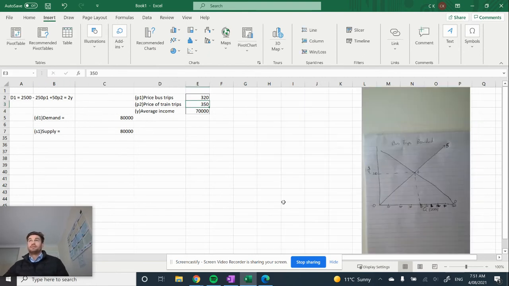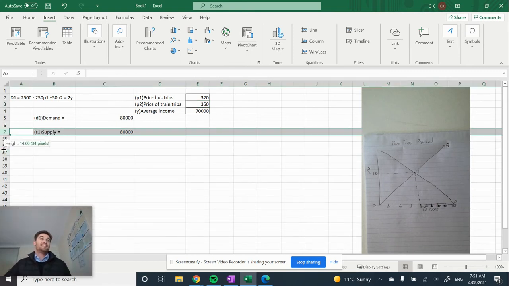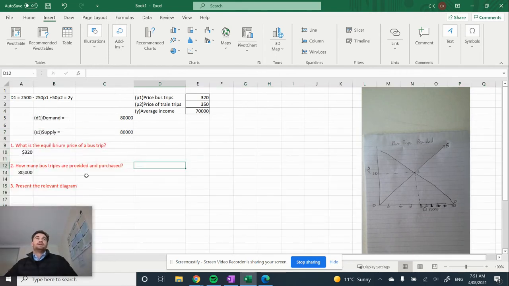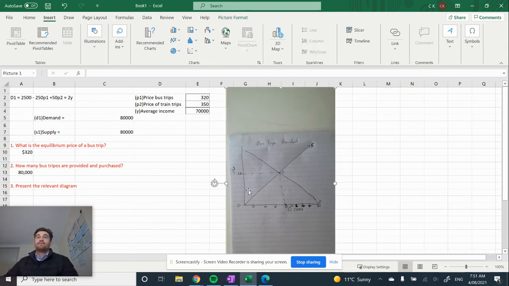I'm going to delete this and show you the graph as well as the answers that I had to your questions. So the equilibrium price of a bus trip is $320. And if you were looking at this graph over here, that's what it would look like. Price is where supply and demand meet. And the quantity demanded, the quantity supplied as well, is 80,000. That's how you get this. How many bus trips are provided and purchased is 80,000.